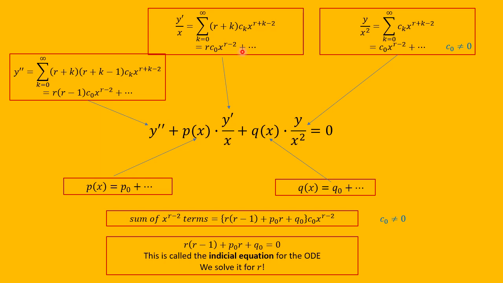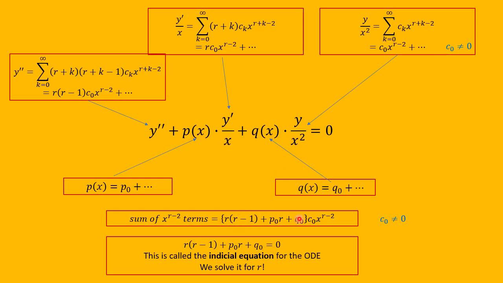When you multiply those two together, you're just going to get P naught times R times C naught x to the R minus 2. When we look at this term over here, Q of x is Q naught plus some higher order terms, and y over x squared is C naught times x to the R minus 2 plus some higher order terms. And so when you multiply this times this, what you get is Q naught C naught x to the R minus 2.